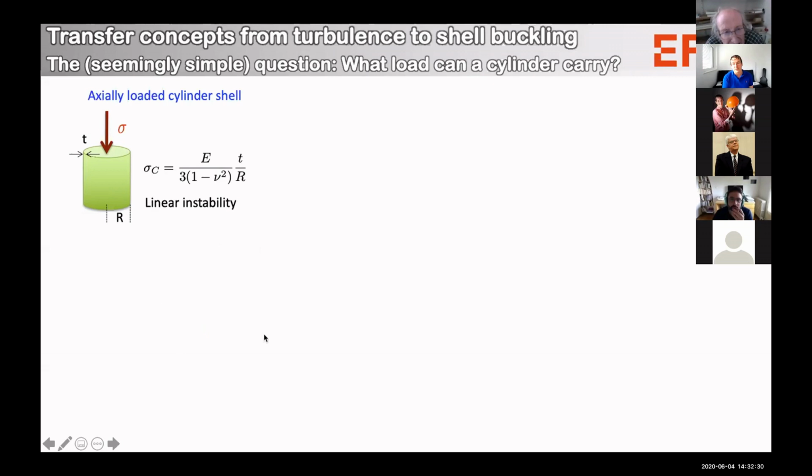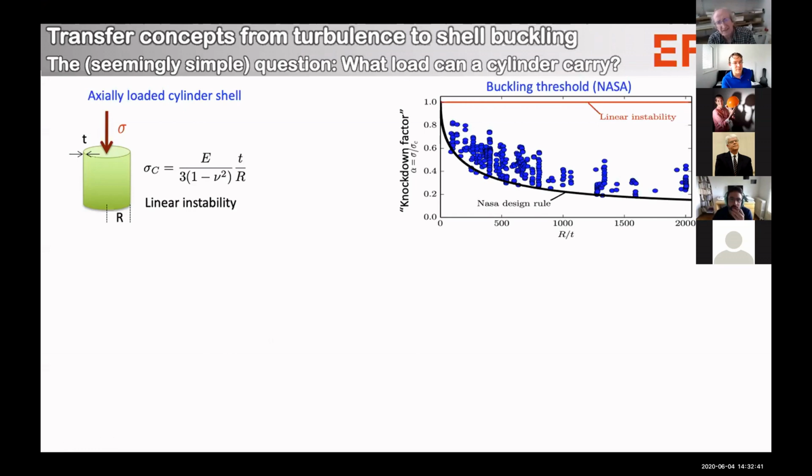So that's a classical result. Unfortunately, if you do experiments, this is what you get. Here I'm showing you a lot of experiments, mostly conducted by NASA, and on this axis the experimentally measured buckling load normalized by the theoretical prediction. That's called the knockdown factor.